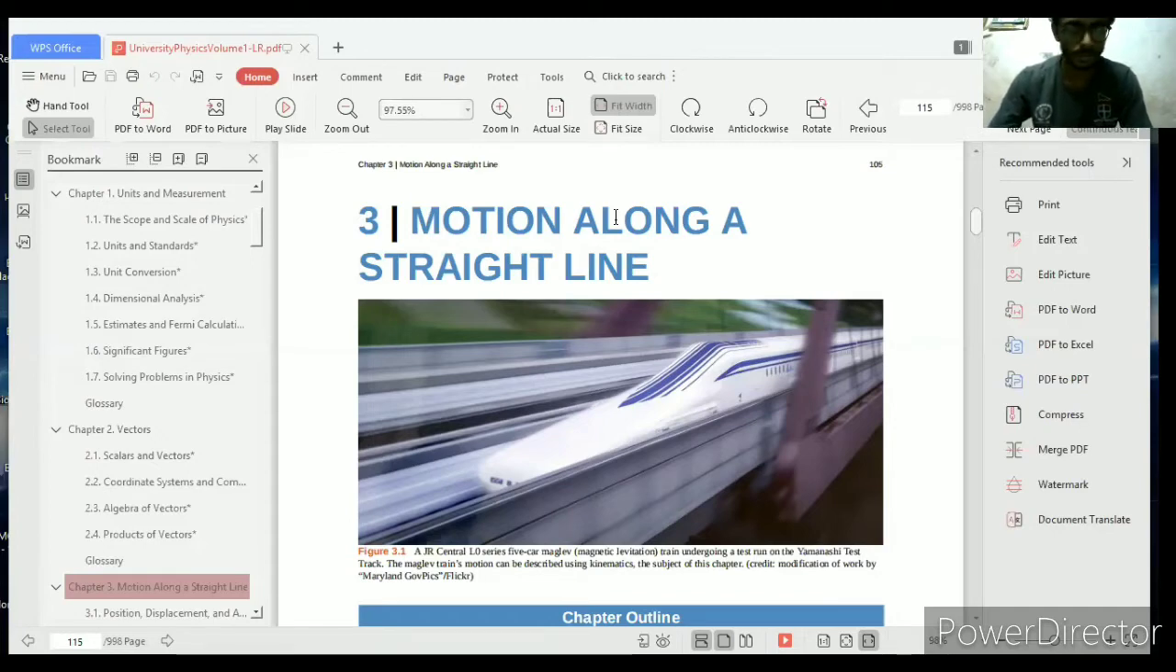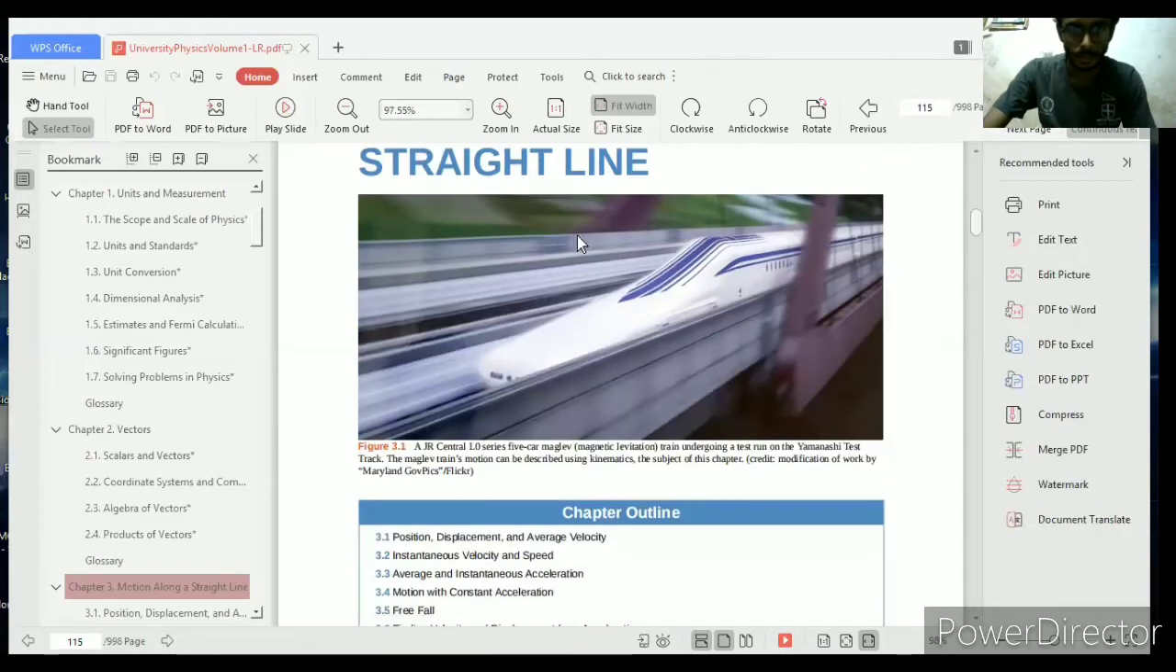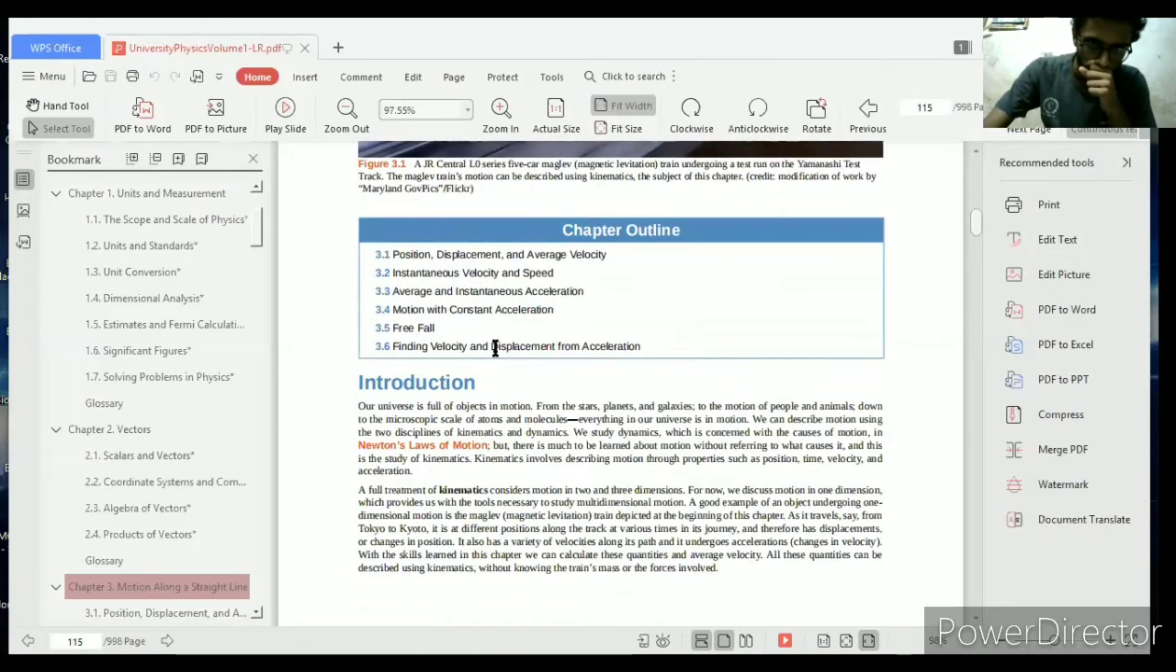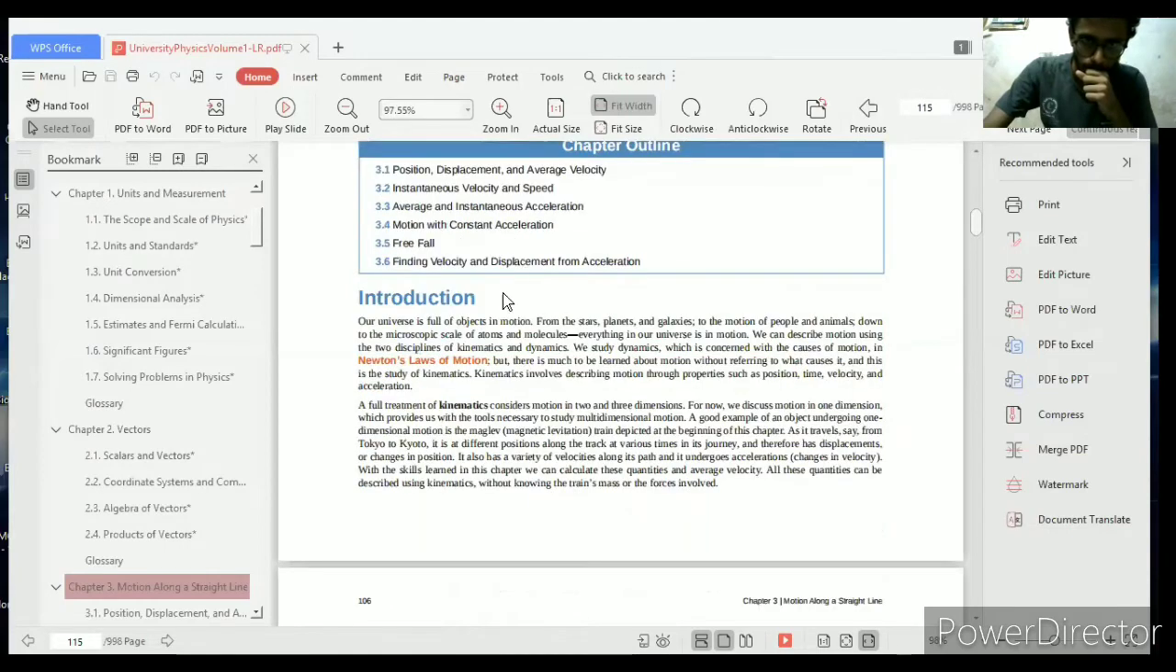Then come vector quantities. Vector is mathematical, so we won't be able to take vector quantities now. We'll discuss vector quantities later. Distance and displacement, finding displacement, position, average velocity.